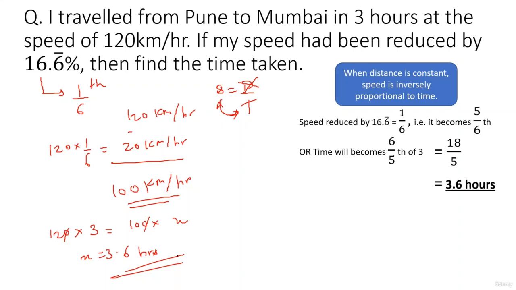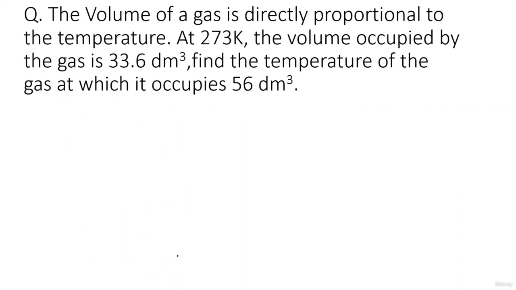All right, so we'll go on to the next question now. The volume of a gas is directly proportional to the temperature. That means V is proportional to T. I think it is called Charles law, if I'm not wrong. At 273 Kelvin, the volume occupied by the gas is 33.6 decimeter cube. Find the temperature of the gas at which it occupies 56 decimeter cube.